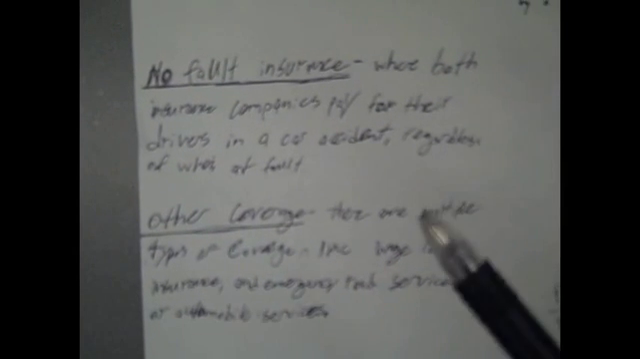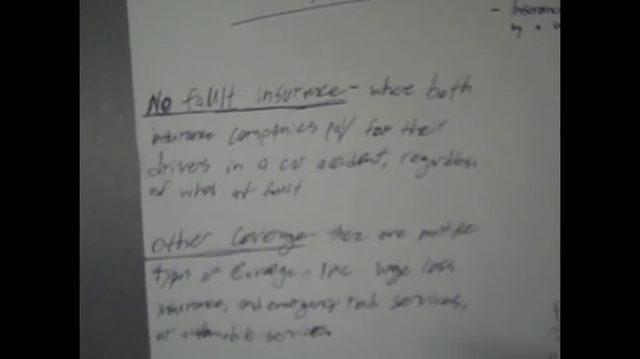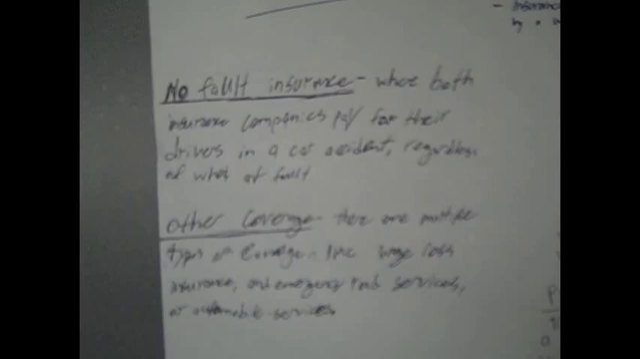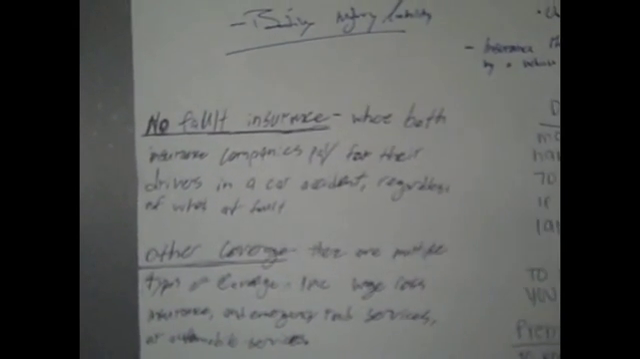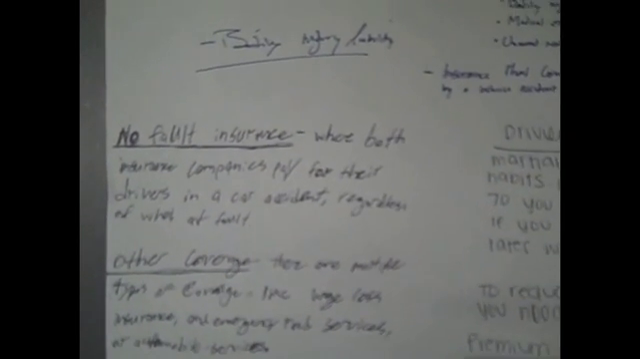Next is no fault insurance, which is where both insurance companies pay for their own drivers in a car accident regardless of who's at fault. So no matter who crashes into who, each insurance company pays for their own driver. And then there are multiple types of insurance and coverage, like wage loss insurance and emergency road services or automobile services.